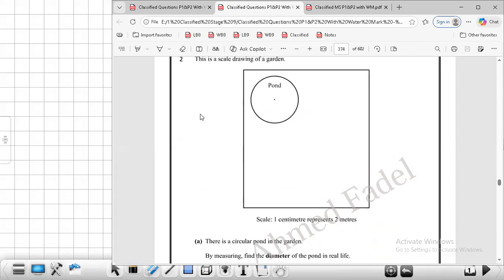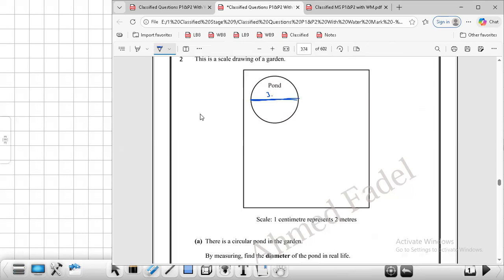Once you measure the diameter, which means with your ruler you measure the whole line passing through the center, you're going to find that it is around 3.5 centimeters. They said that 1 centimeter represents 2 meters, so multiplying this by 2, you're going to write 3.5 multiplied by 2 equals 7 meters.